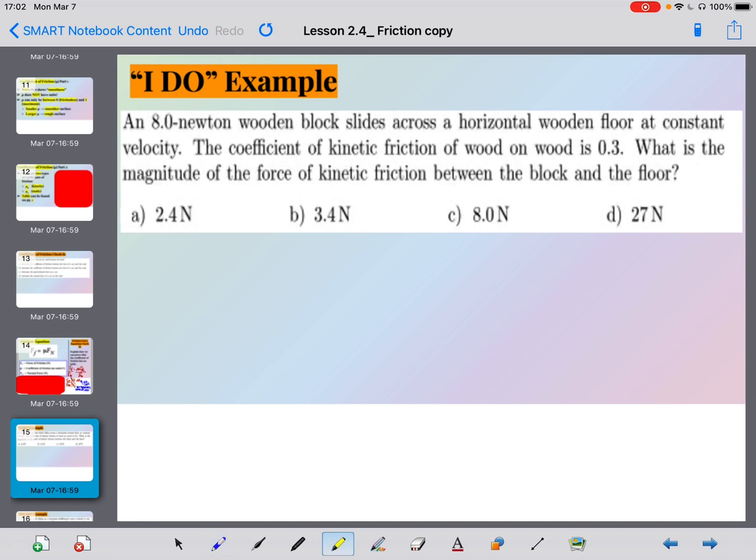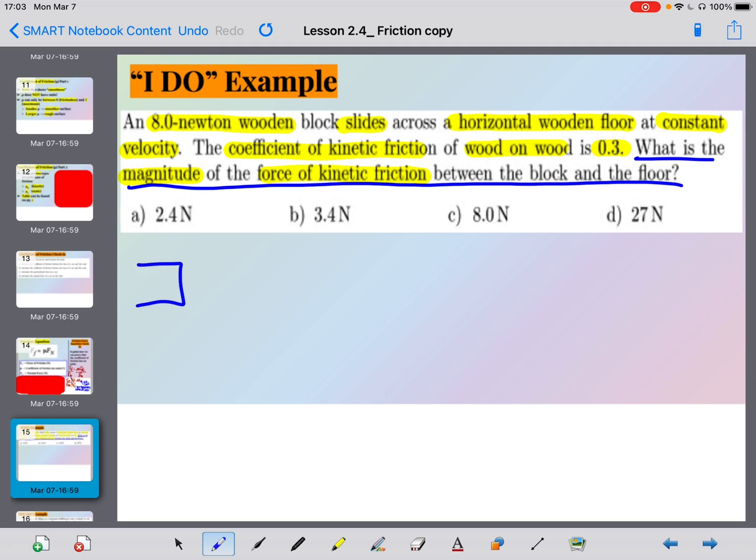So an 8 Newton wooden block slides across a horizontal wooden floor at a constant velocity. The coefficient of kinetic friction of wood on wood is 0.3. What is the magnitude of the force of kinetic friction between the block and the floor? So I highlighted some important information. Just like we do in math, we underline the question so we know what's being asked.